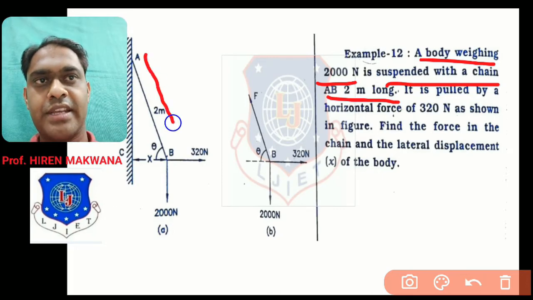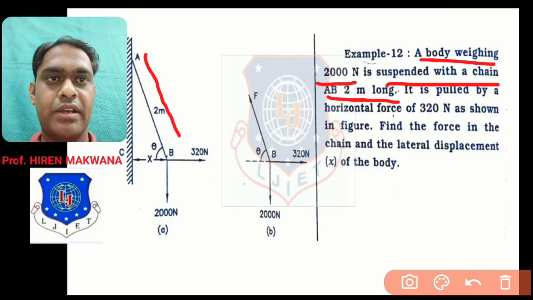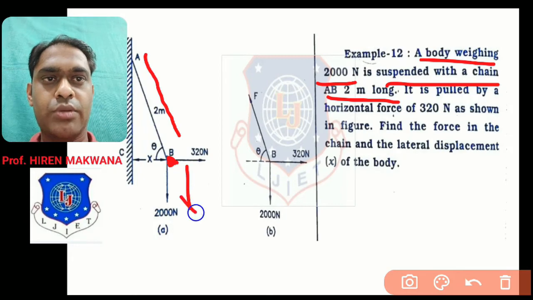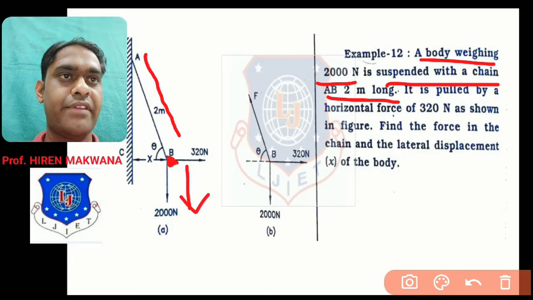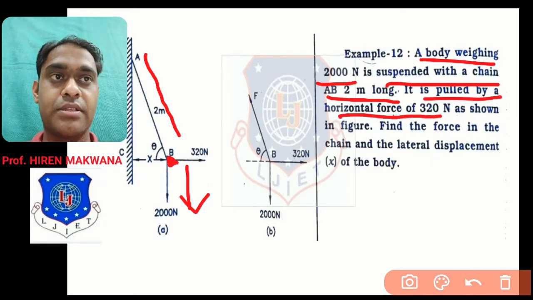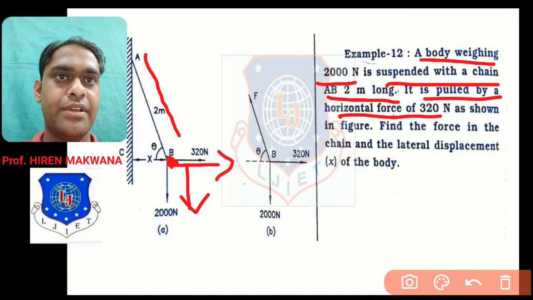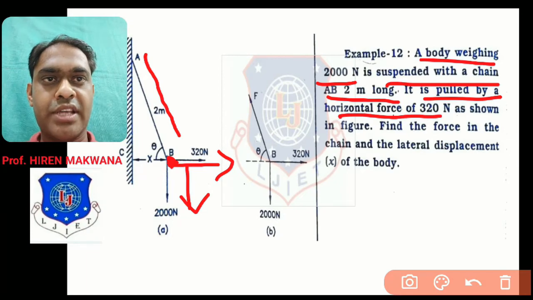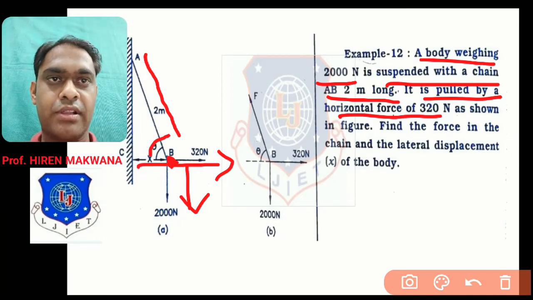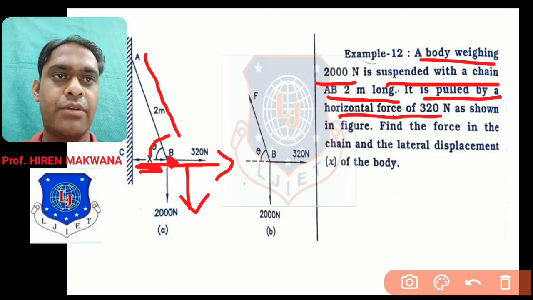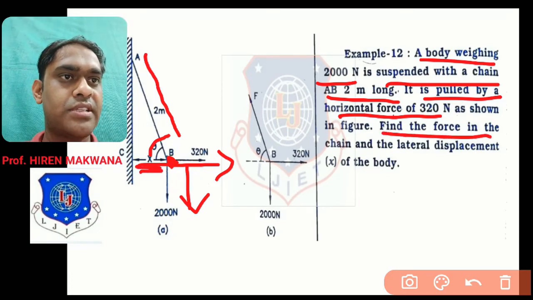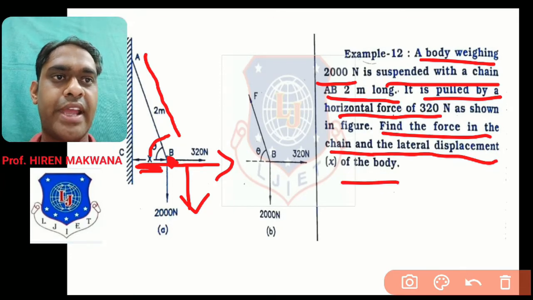Okay, so this is the chain AB, 2 meter long, and at point B a body of weight 2000 Newton is suspended. It is pulled by a horizontal force of 320 Newton. Remember this, the force is horizontal. So it is pulled by this horizontal force of 320 Newton, such that the string or chain is making angle theta with the horizontal, and the distance between point C and B is x, which we have to calculate. Find the force in the chain and the lateral displacement x of the body.